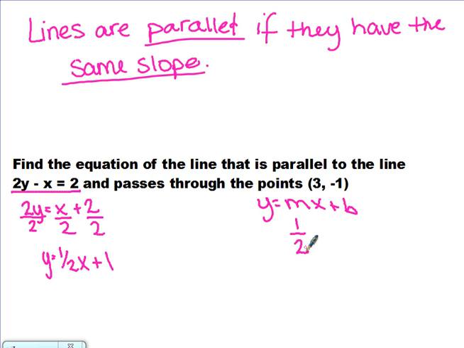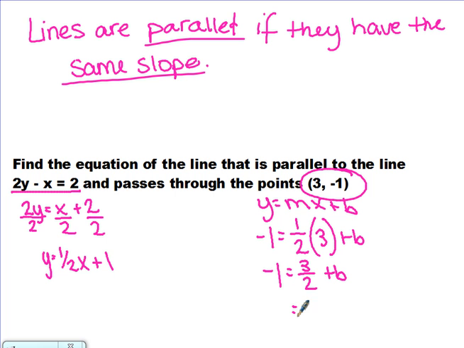We just want to find the equation of the line. In order to finish that, we need to find b. Now we know that the line passes through 3, negative 1. So we're going to use those points, and we're going to substitute them into our equation of the line and solve for b. All right, 1/2 times 3 is 3/2. If we subtract 3/2, we're going to get b is equal to negative 5/2. All right, so b is negative 5/2.